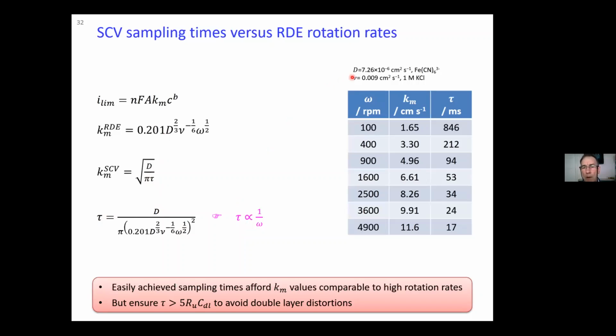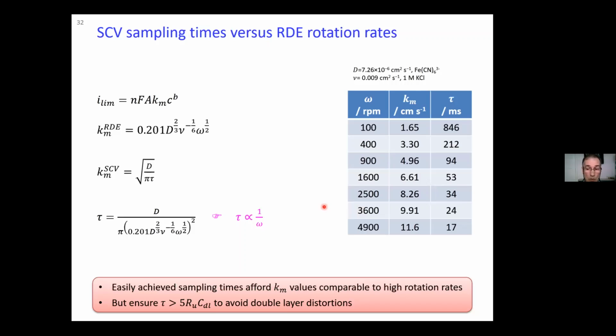So for ferricyanide in 1 molar KCl, the correspondence goes like this. For a 100 RPM rotation rate, you need to select a sampling time of just under 1 second. And then as you increase the rotation rate, you obviously have to select shorter and shorter sampling times. But these are not very difficult to obtain with even very simple electrochemical workstations. So with minimal equipment, you are already able to achieve the sampling times that correspond to fairly fast rotation rates.